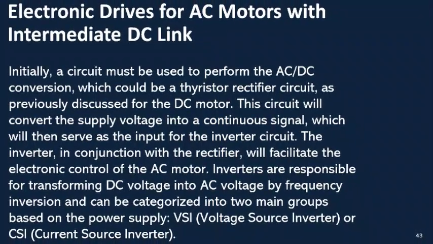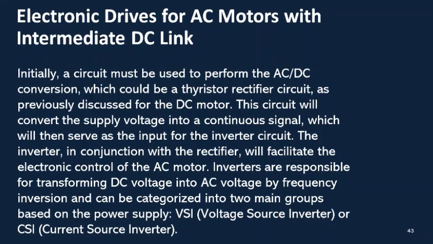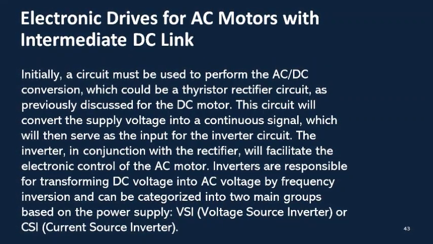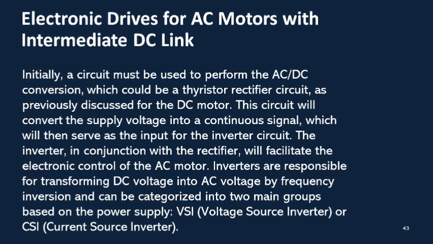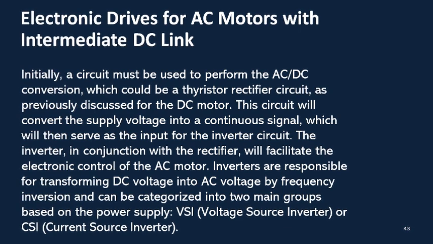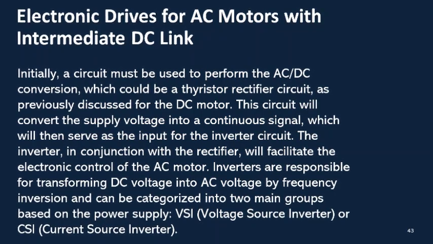To initiate the operation of an AC motor, a circuit is required for AC-DC conversion, which can be achieved using a thyristor rectifier circuit, similar to those discussed earlier for DC motors. This rectifier circuit converts the AC supply voltage into a continuous DC signal, which subsequently serves as the input for the inverter circuit. The inverter, working in conjunction with the rectifier, enables precise electronic control of the AC motor. Inverters are pivotal in this setup as they convert the DC voltage into AC voltage through frequency inversion.